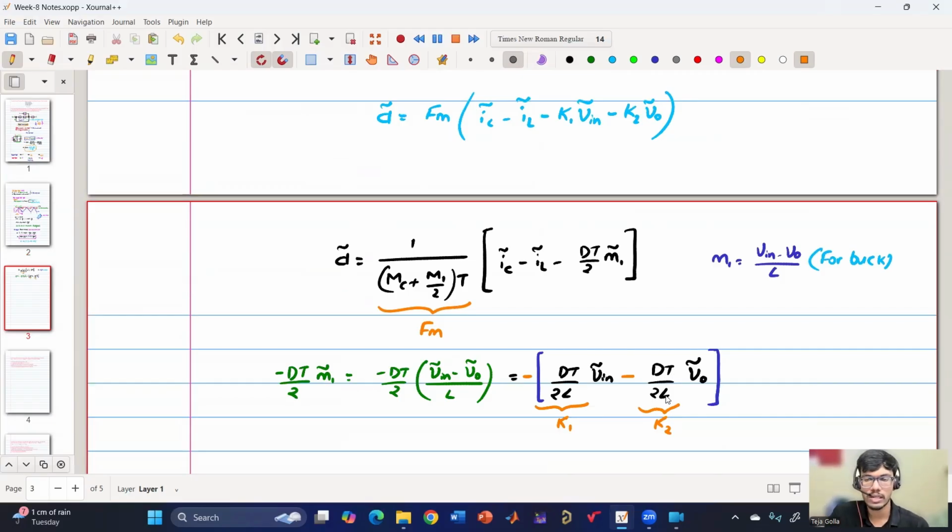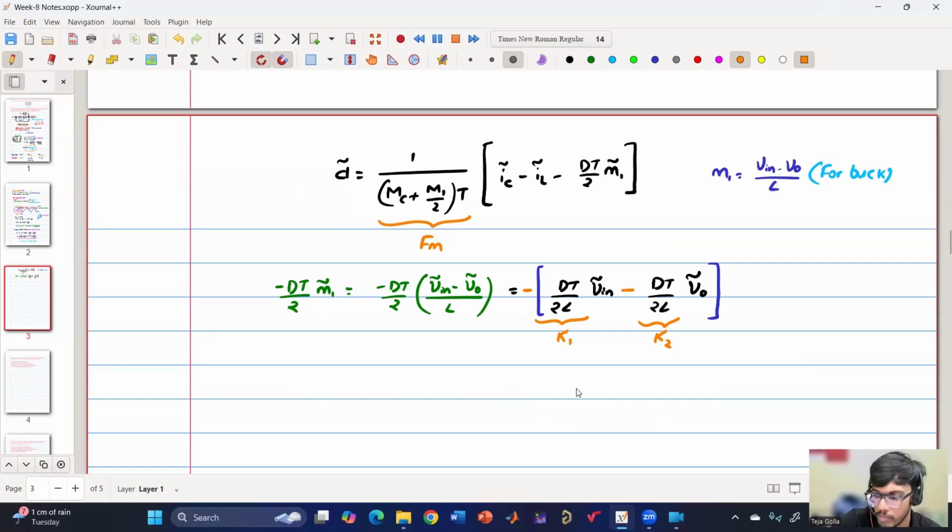So is this clear until this point? Yes, sir. Okay. So others, if you have any questions, you can ask as we'll proceed to method 2. Sir, it is K2 is minus dt by 2L, right, sir? K2 is minus dt by 2L, yes.